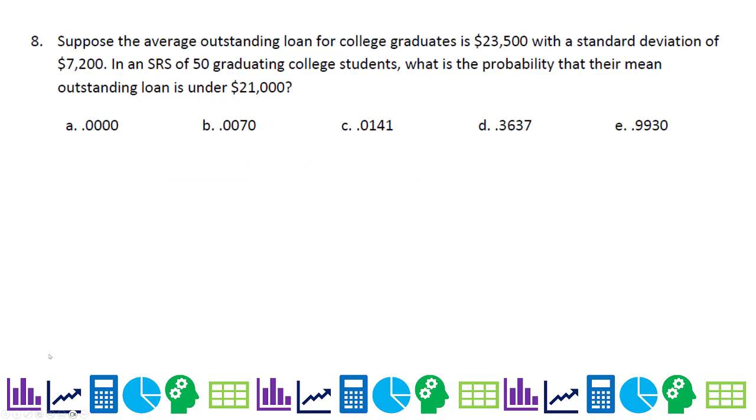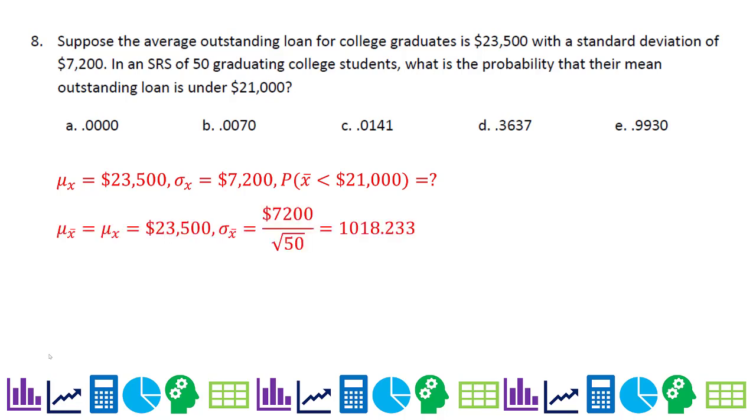Number 8, suppose the average outstanding loan for college graduates is $23,500 with a standard deviation of 7,200. In an SRS of 50 graduating college students, what is the probability that their mean outstanding loan is under $21,000? So we have the mean for our population, all right? It's 23,500. Notice I'm using the mu symbol and it's X, and the mean for the individuals. And standard deviation for individuals is 7,200. And then the probability that my sample statistic, X bar, is less than 21,000 is what?